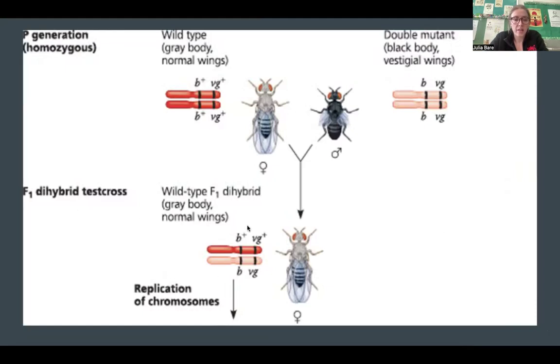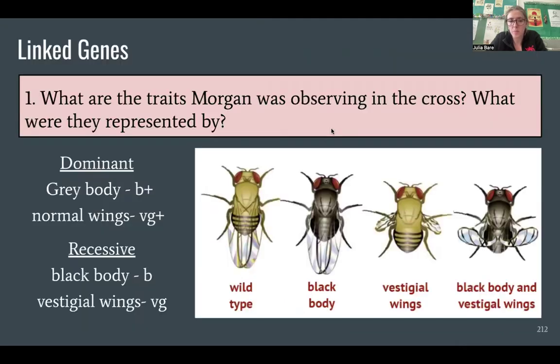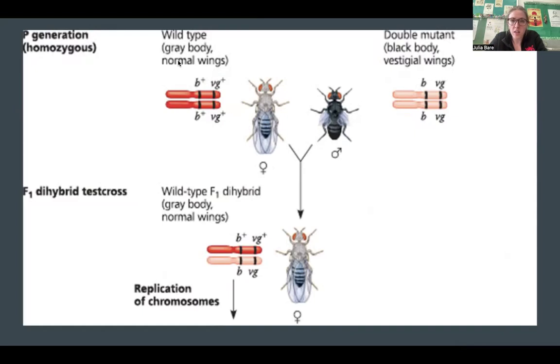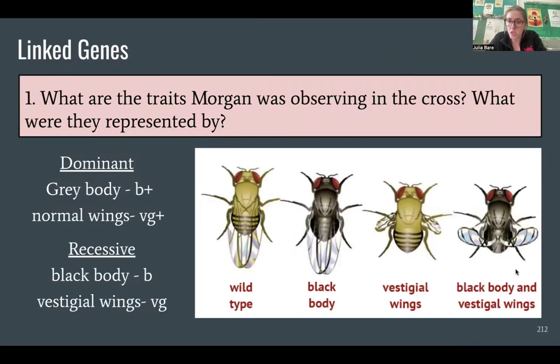So this is the part of the diagram that we want to be paying attention to. Thomas Hunt Morgan originally took in the parental generation two homozygous individuals. And you can see here, he is mapping the trait for body color and wing shape. So that's what we're going to be mapping, okay? He's looking at the gray body versus black body type and the normal wing versus vestigial wing type. And if you look here, vestigial wings is going to be this sort of like gimpy looking wing structure.